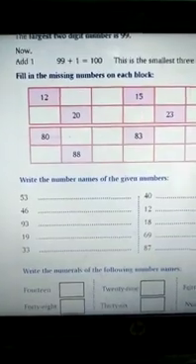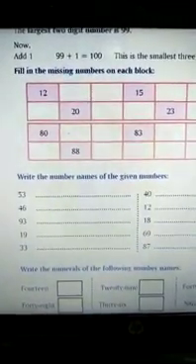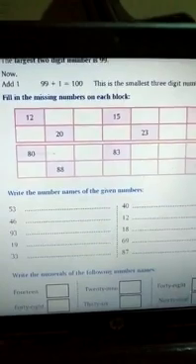Now here is the next question. Write the number names of the given numbers. Number names means I will show you. The first one given is 53. So you have to write in spelling 53. Just like this. Here is the 53. So what is the spelling of 53?